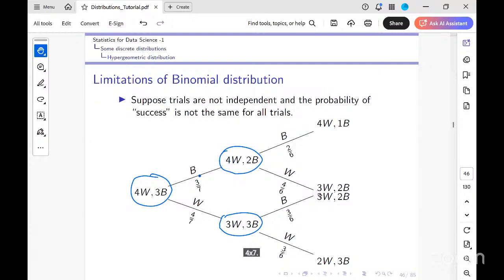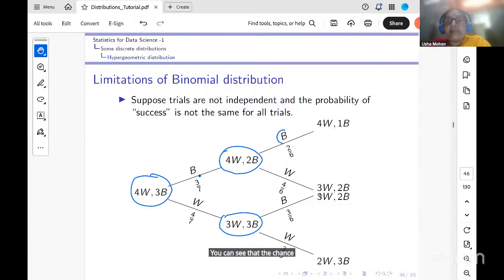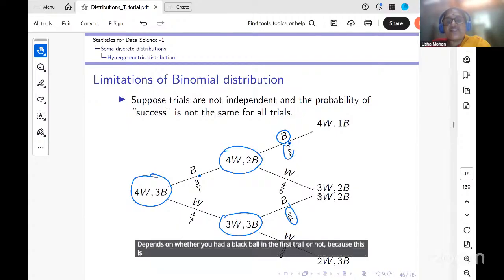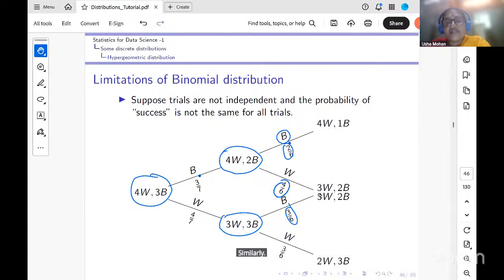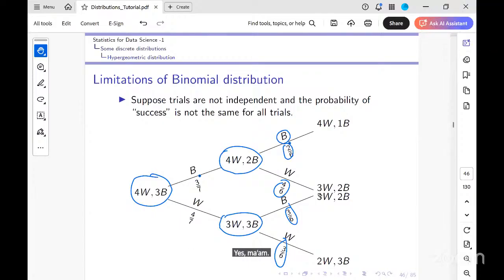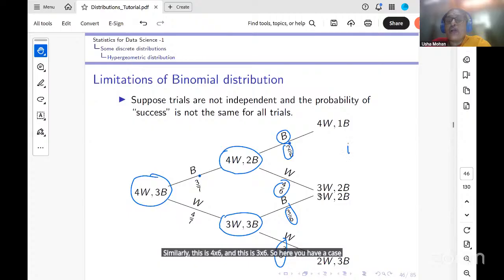You can see that the chance of getting a black ball in the second trial depends on whether you had a black ball in the first trial or not, because this is 3 by 6 and this is 2 by 6. Similarly, this is 4 by 6 and this is 3 by 6. So here you have a case of not independent and not identically distributed.